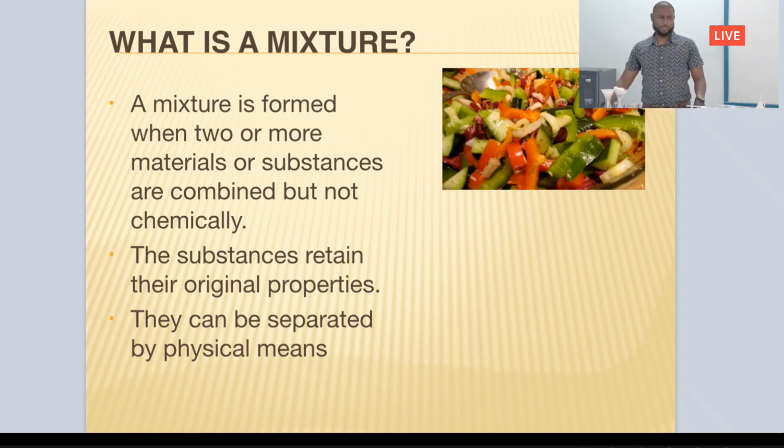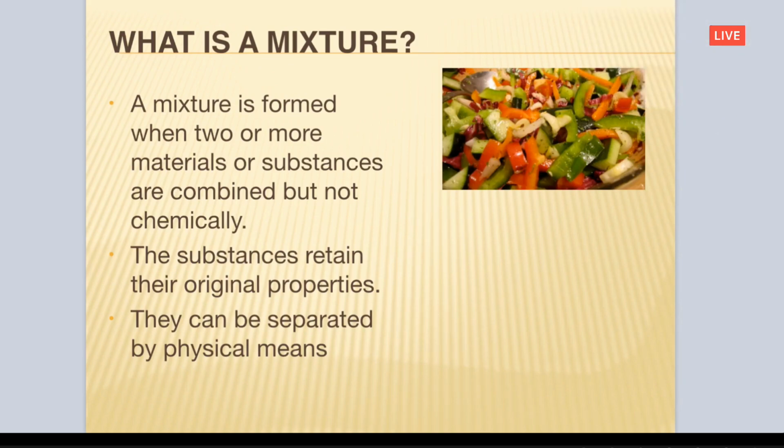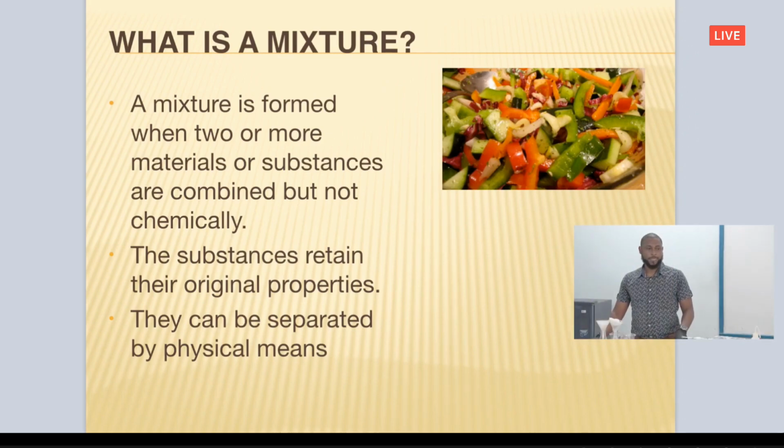Now, what is a mixture? A mixture is formed when 2 or more materials or substances are combined, but not chemically. The substances retain their original properties. They can be separated by physical means. And some of those physical means we are going to investigate and observe being done here today.